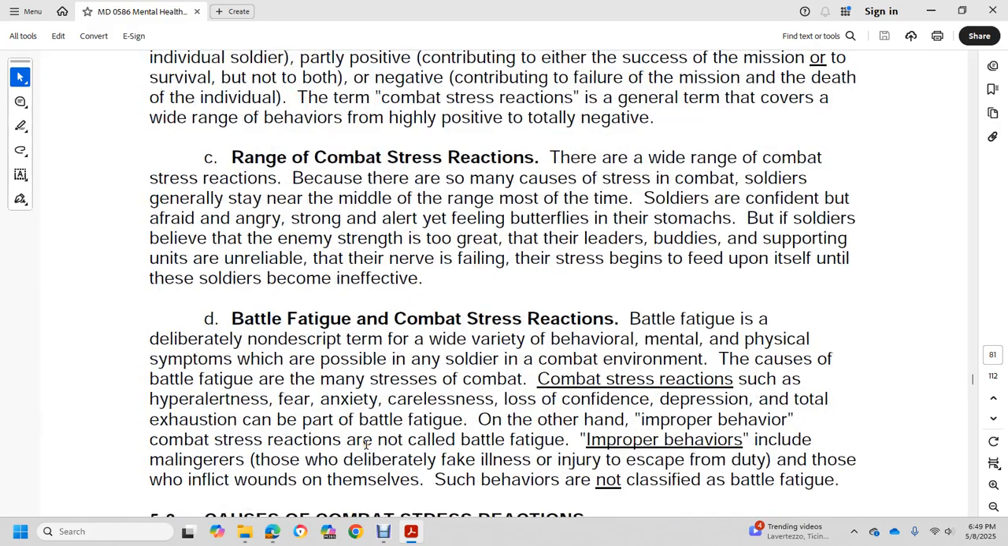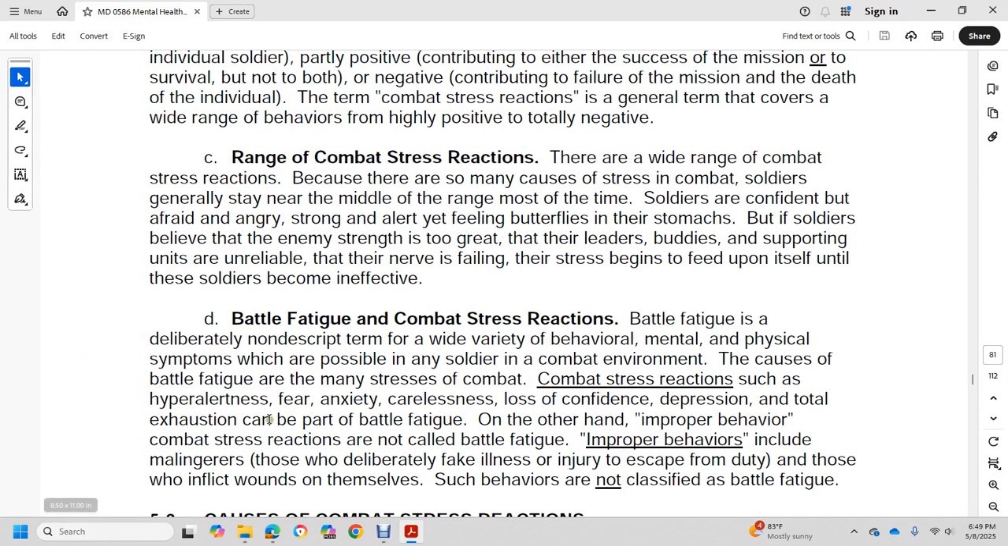Battle fatigue and combat stress reaction. Battle fatigue is deliberately non-descriptive, covering a wide variety of behavioral, mental, and physical symptoms that are possible with any soldier in a combat area. Many combat stress reactions, such as hyper-alertness, fear, anxiety, carelessness, loss of confidence, depression, and total exhaustion, can be part of battle fatigue.